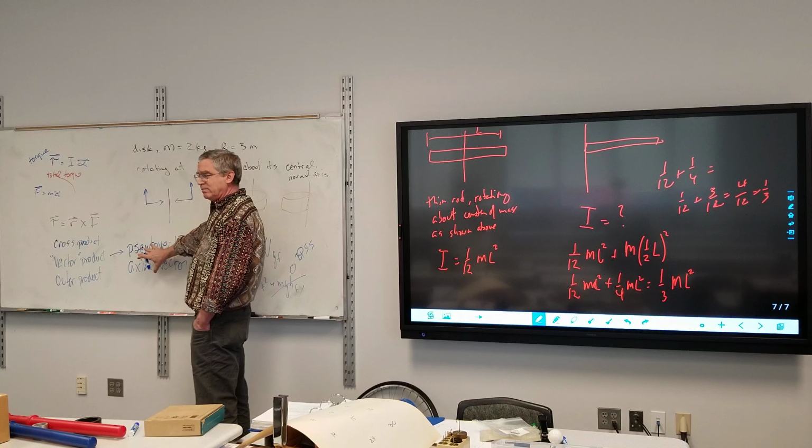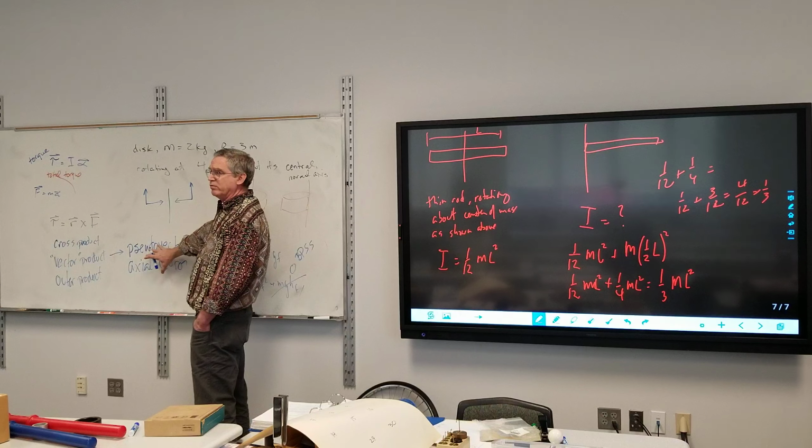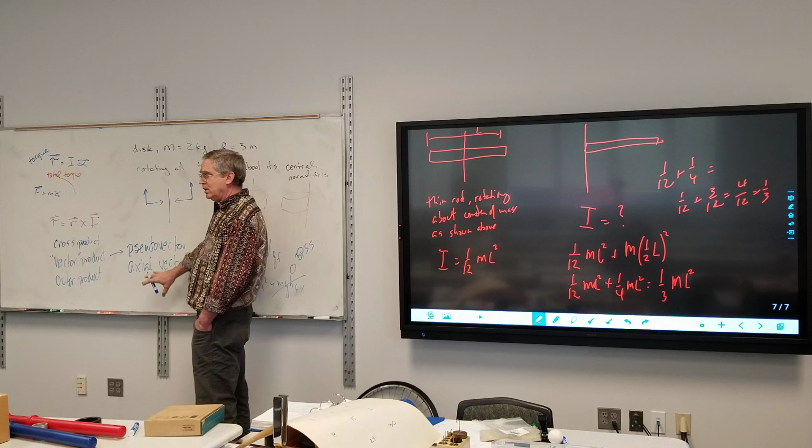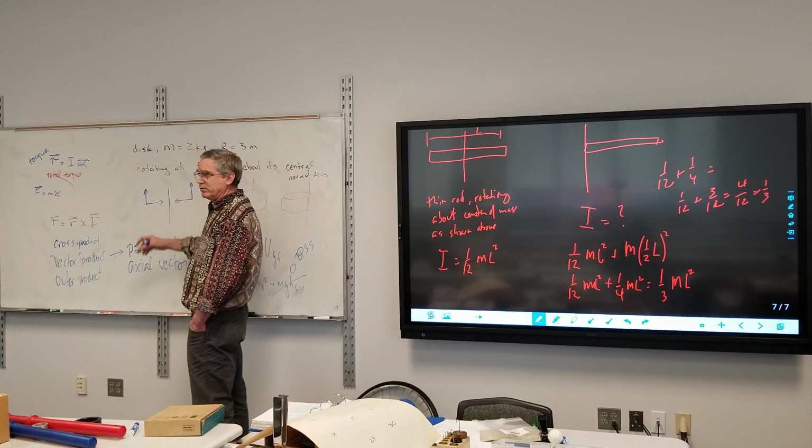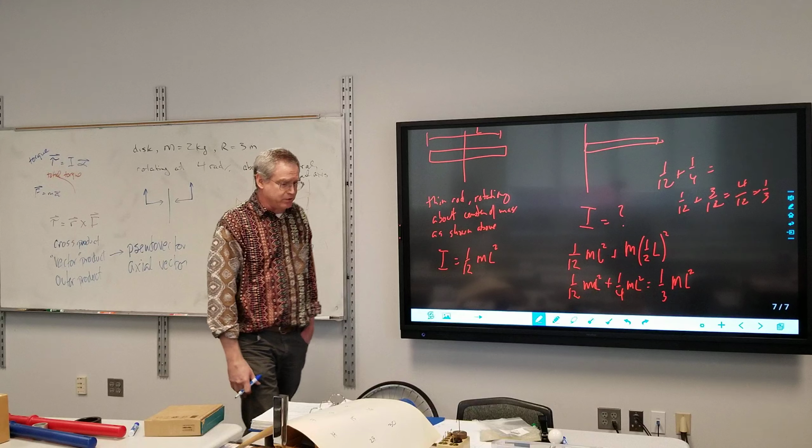It will look and smell and taste like a vector for everything that we do in this course. If you get into senior or graduate level physics, then it might make a difference. It depends on which branch you go into.